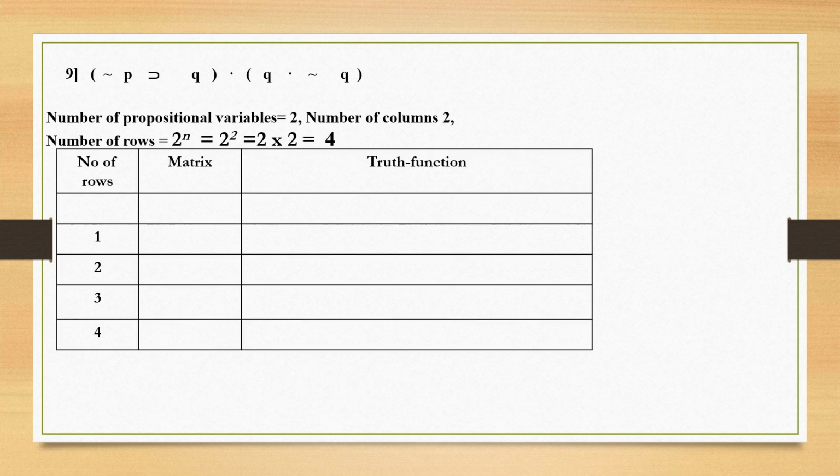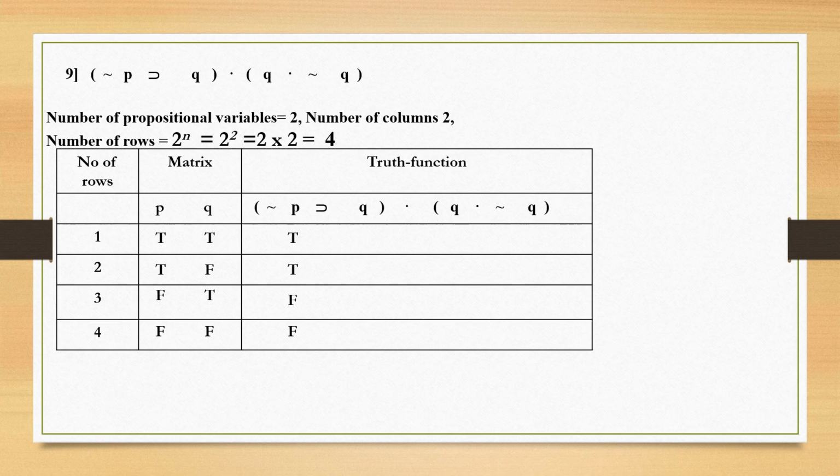So now we write the table, the number of rows, matrix and truth function. Write the combination of propositional variables in the matrix, that is P and Q, and write the given expression in the truth function. Assign the values of P. Half of 4 is 2, so 2 trues and 2 false below P. Write vertically, and then Q's value, half of 2 is 1, that is 1 true and 1 false. Write vertically.